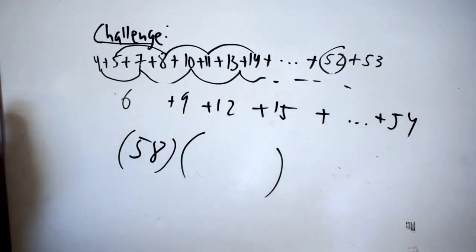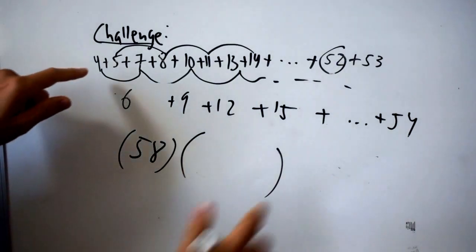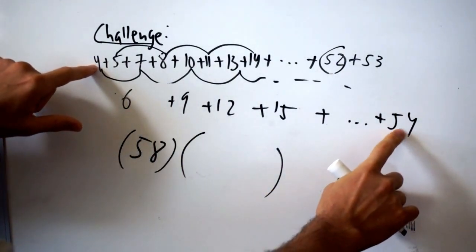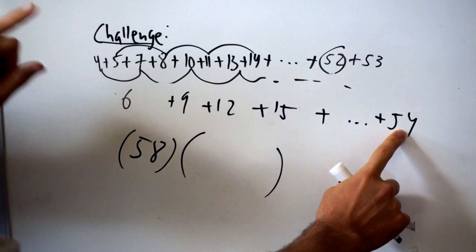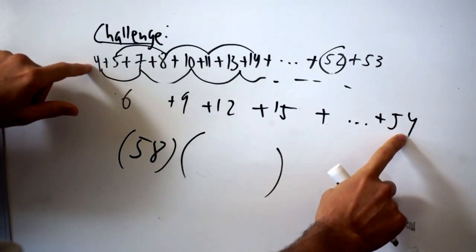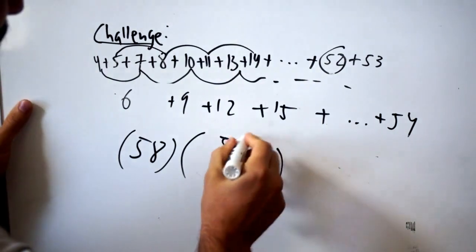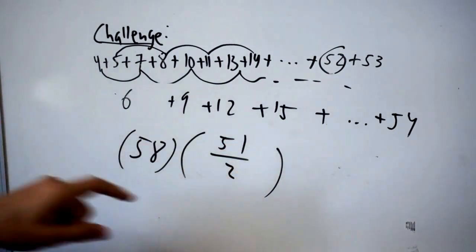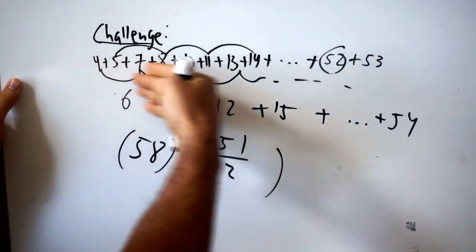And how many pairs are there? Well, from 4 to 54 is going to be 54 minus 4 plus 1, if you remember the counting video. So that's 51 numbers. Not 50 numbers, but 51 numbers. So 51 over 2 pairs. So this represents the sum of all of this.